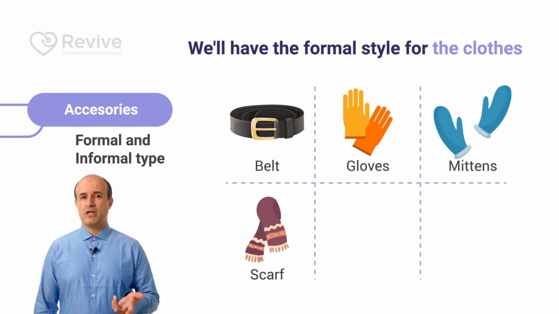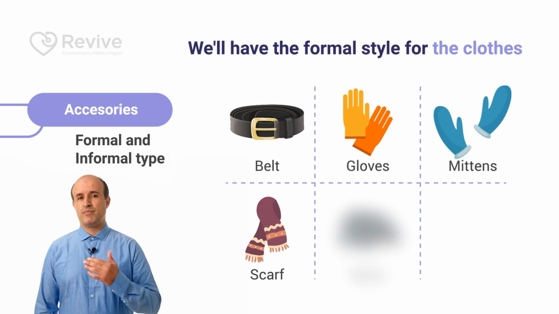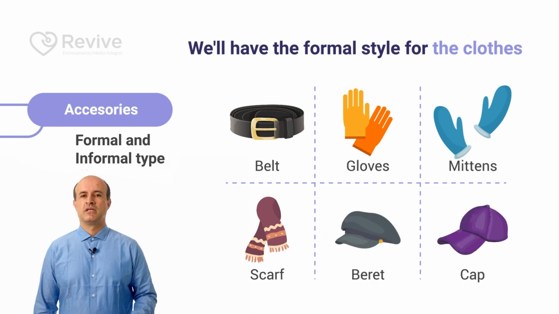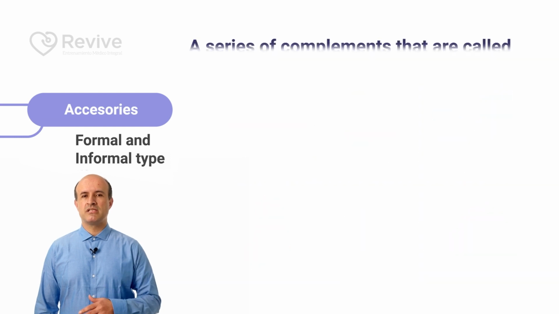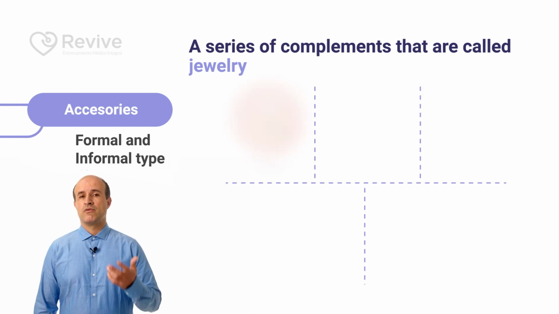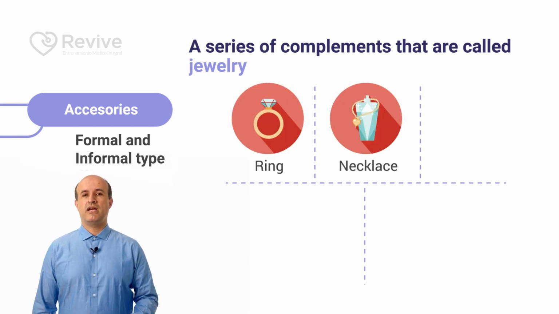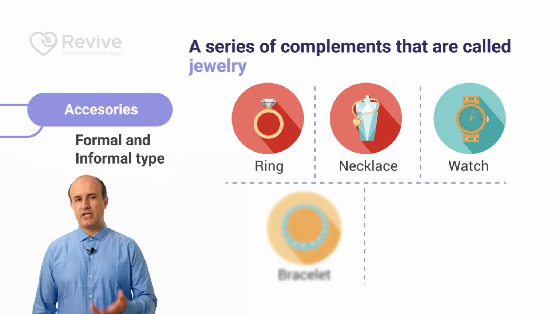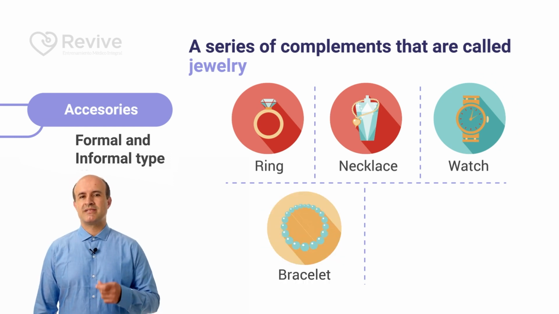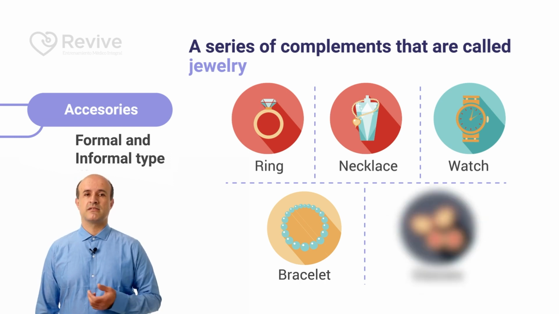And now we will have the ones for wearing on the head, such as the beret, the cap, and the hat. And then a series of complements that are called jewelry and include items such as ring, necklace, watch, and bracelet. And finally, an accessory that helps us see better, we wear it on our face, the glasses.